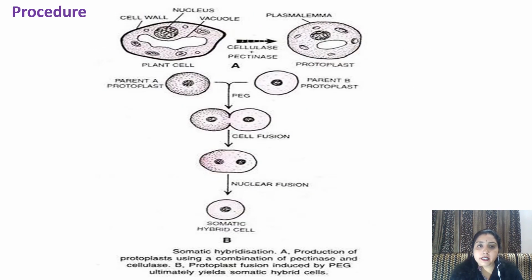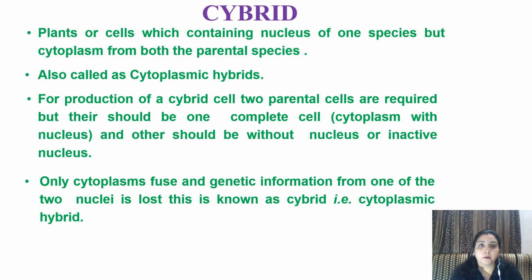Here this is a plant cell with a cell wall. Now it will be treated with cellulase and pectinase. First we treat it with pectinase to dissolve the middle lamella, then cellulase to dissolve the cell wall. This one is the protoplast of parent A, this one is of parent B. Now polyethylene glycol is used. The cell walls will dissolve and fuse. This is the nuclear fusion, and we will get a somatic hybrid cell. The process is known as somatic hybridization.